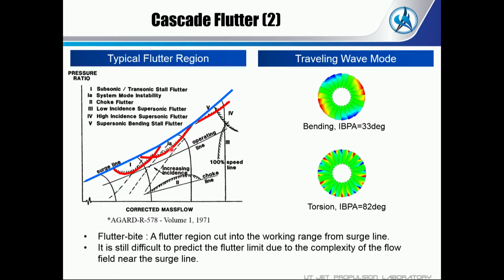So we would like to understand the phenomenon around this and push this limitation back to the surge line. It is still difficult to predict the flutter limit due to the complexity of the flow field near the surge line. So that is stall flutter, stall-like flutter. That is a very big problem. This is a traveling wave mode oscillation. It's a bending mode, and the IBPA beta is 33 degrees. It's a torsional flutter, and the IBPA is 82 degrees. So we have this kind of flutter phenomenon in the traveling wave mode.